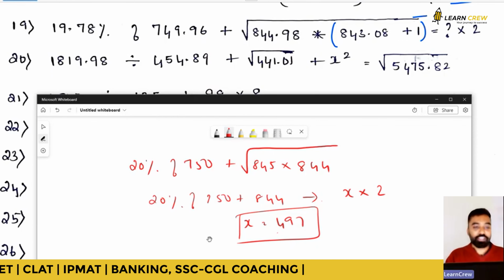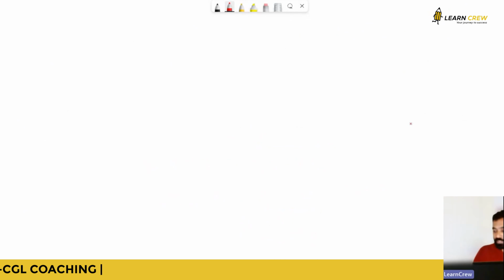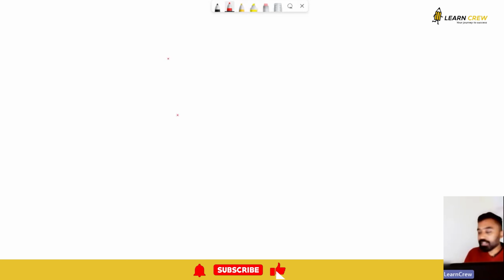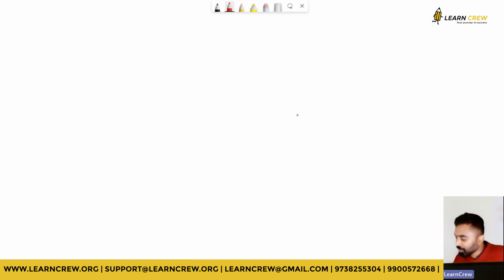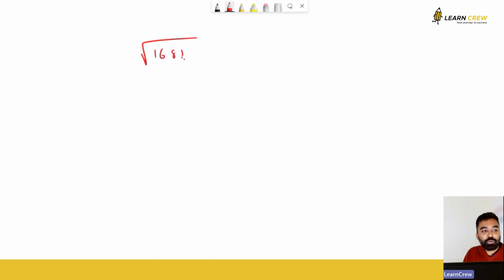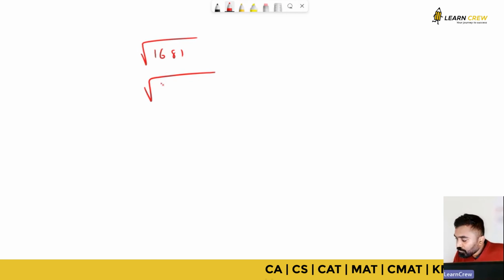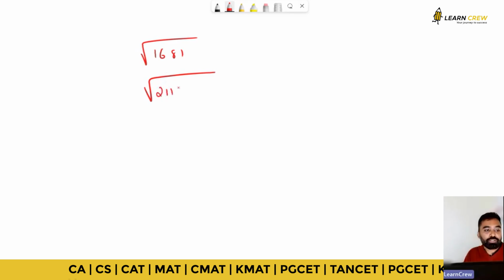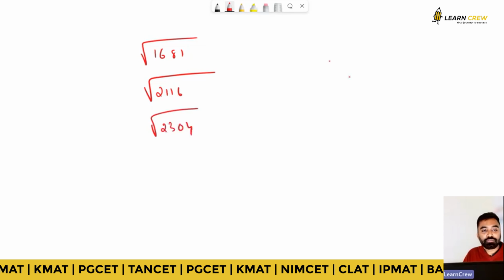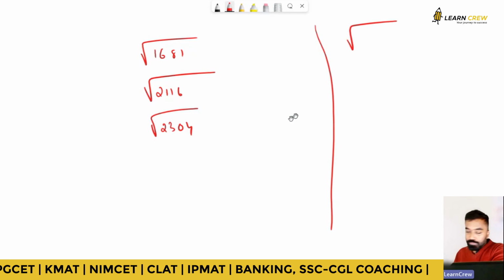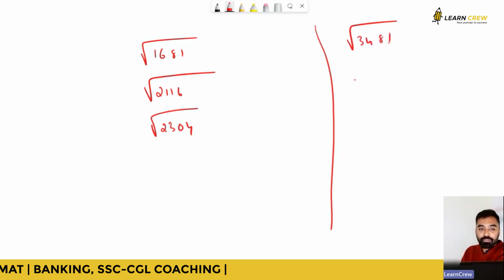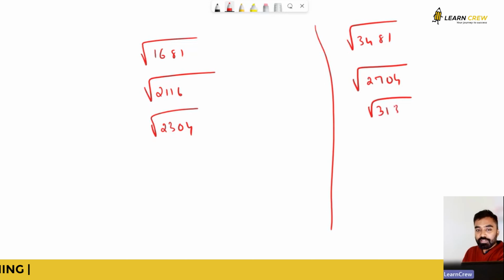Before you start solving the 20th one, all see here. Square roots. How will you find the square roots? You know the squares until 100. Now, if I'm giving a number like this, let us just solve certain problems and then discuss. 1681, 2304, 2116, 2116, 2304. The next set comes something like this: 3481, 3481, 2704, 3136.